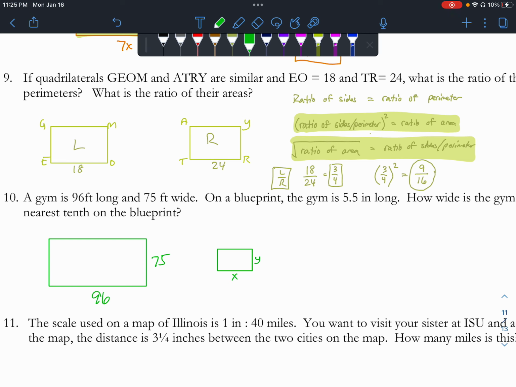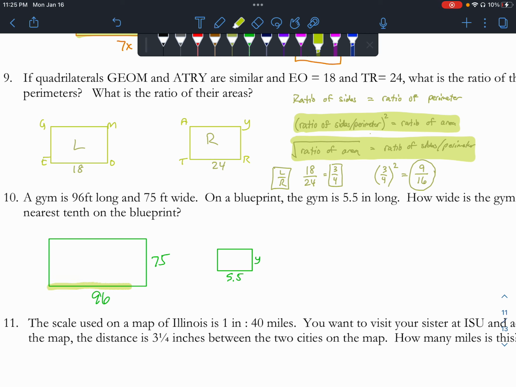But what they do tell us is that the length of that one gym is actually going to be 5.5. So if I come back and erase this one, I know this is just 5.5. They're asking how wide it is. They're asking for this Y value. We can actually set this up relatively nicely.